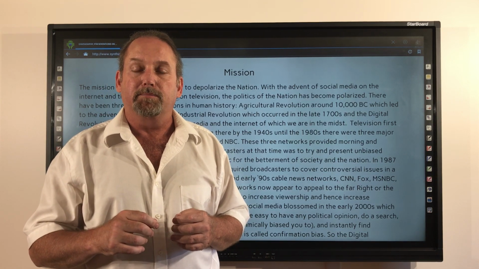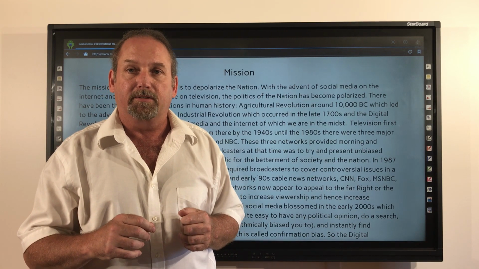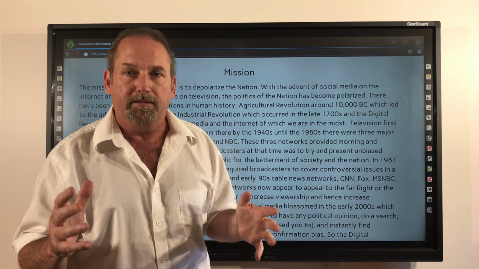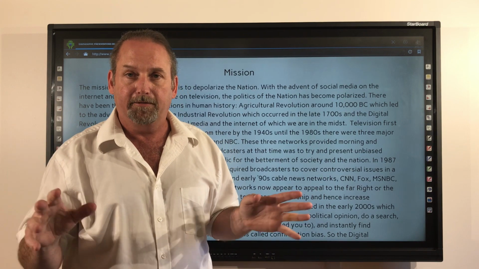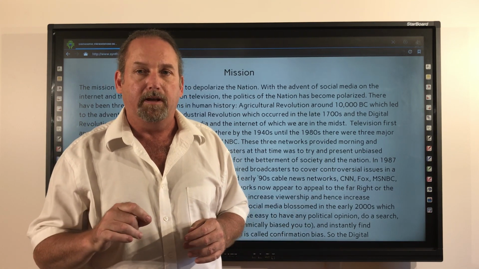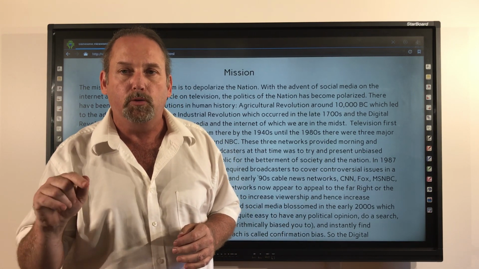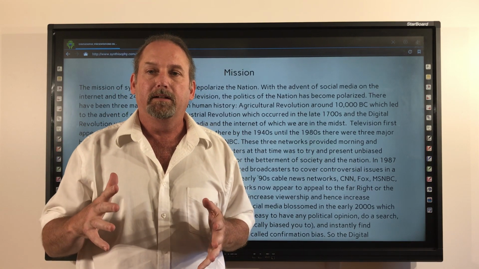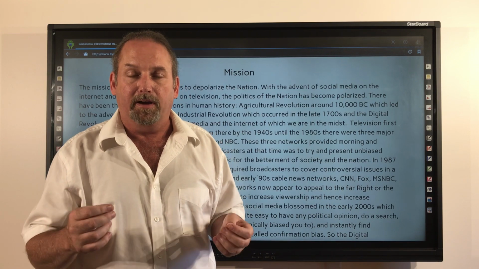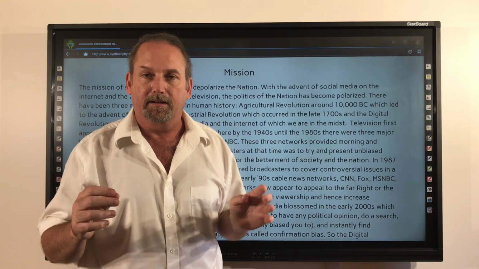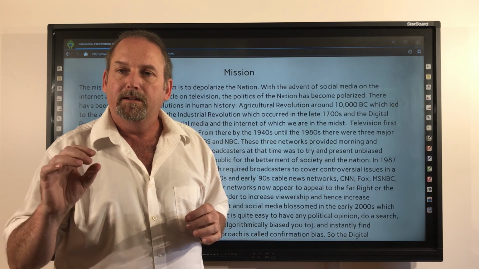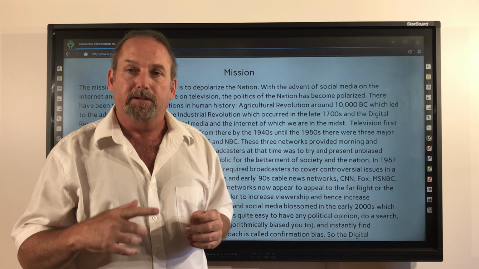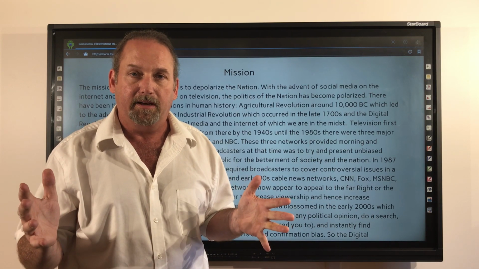The internet and social media blossomed in the early 2000s, which now provides information at our fingertips. It's quite easy to have any political opinion, do a search, go to your preferred websites that Google has algorithmically biased to you, and instantly find information that supports that opinion. This approach is called confirmation bias, and we'll be getting into more detail on that and a lot of other things. So the digital revolution, with the advent of the internet and social media and the 24/7 news cycle, have led to our polarized society.